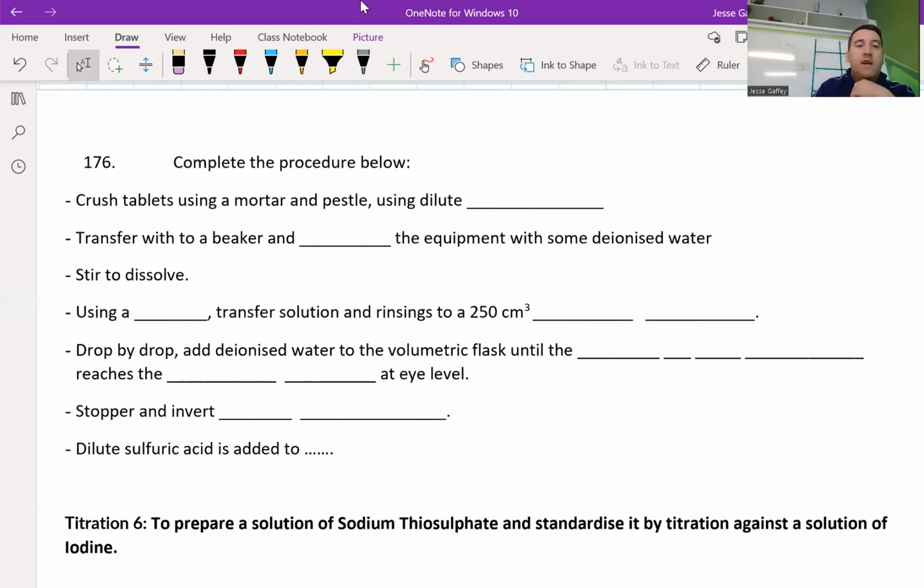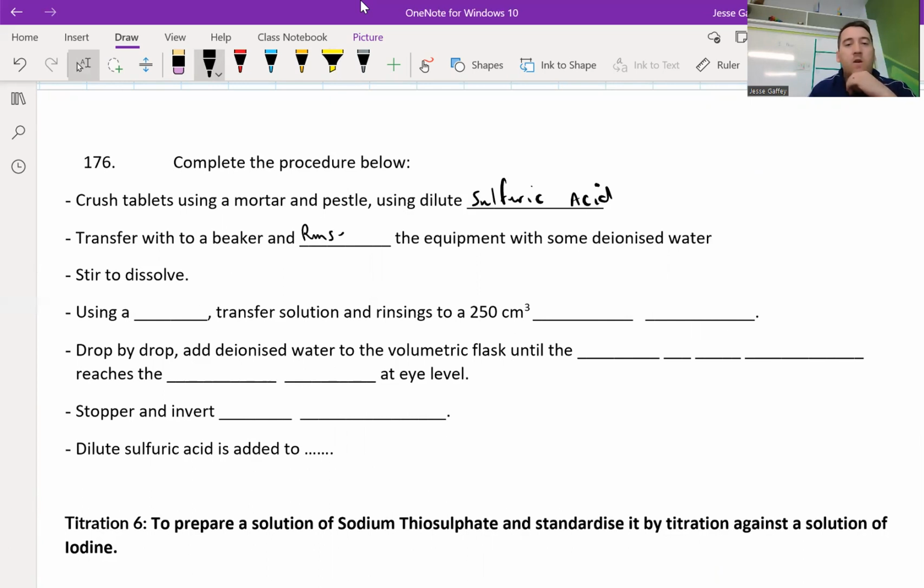Okay, so what we should be saying here is crush tablets using a mortar and pestle and using dilute. So what do we add to the tablets at this stage? Hopefully what we said is dilute sulfuric acid. We're adding some dilute sulfuric acid to prevent oxidation by the air. Okay, on to the next one. Transfer to a beaker and something the equipment with deionized water. What would that be? Hopefully we said rinse.